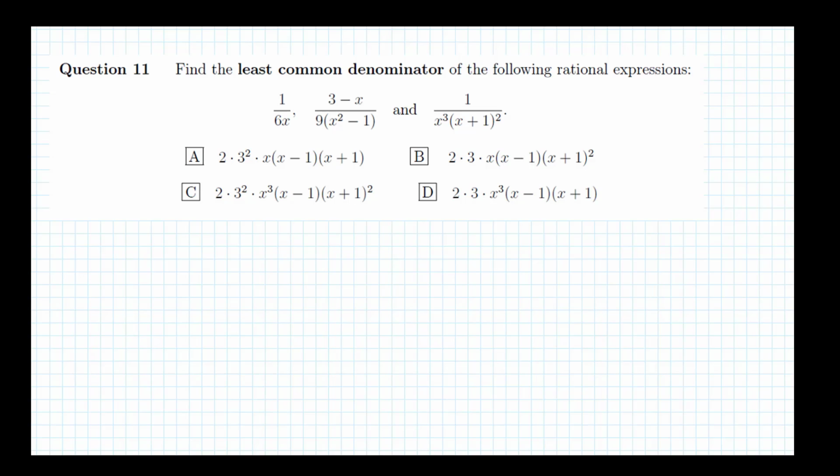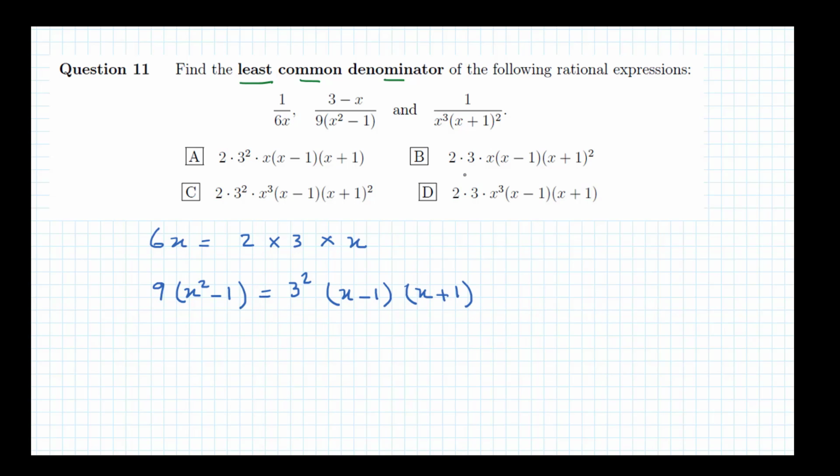In question 11, we should find the least common denominator for the following rational expressions. So we will be just interested in the denominators that we have. The first one, which is 6x, could be written in the form of 2 times 3 times x. The second one is 9 times x squared minus 1. The polynomial x squared minus 1 could be seen as the difference between two squares, like x squared minus 1 squared. So for the 9, we can write it as 3 squared, and x squared minus 1 would be x minus 1 times x plus 1. For the third denominator, it is already factorized, since it is x cubed times x plus 1 squared.